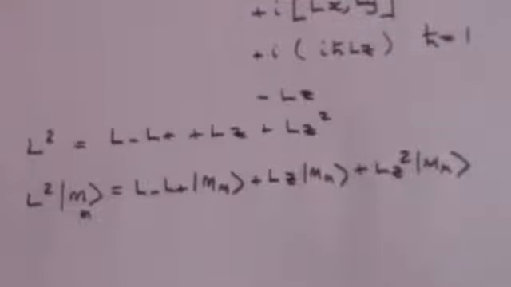But what does that actually do? Well, let's start off by thinking about this term here. When you've got a product of operators, it either acts entirely or not at all. Here we've got an L plus acting on M max.